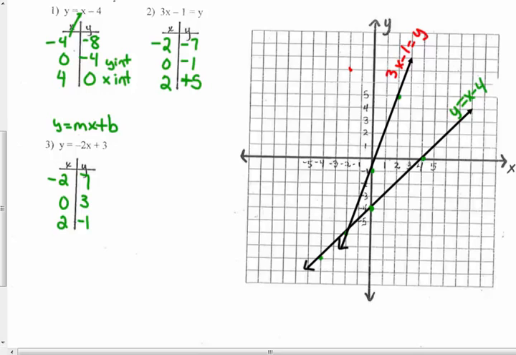And 0, 3. And 2, negative 1. So connecting that, I know my slope is down 2 and over 1. So down 2 and over 1 would hit there, down 2 and over 1 would hit there, down 2 and over 1 would hit there. So arrows on both ends of the line that you're drawing, and I'm going to label this equation y equals negative 2x plus 3.